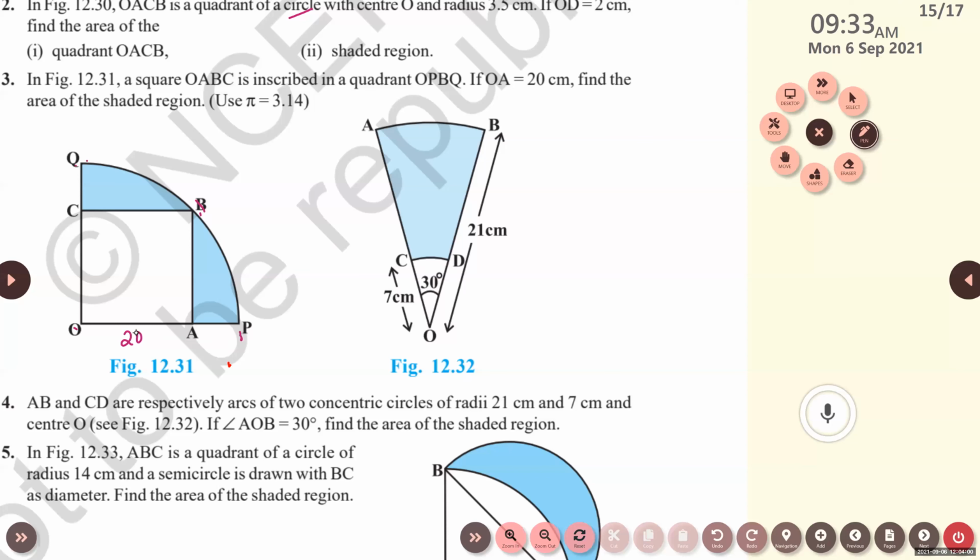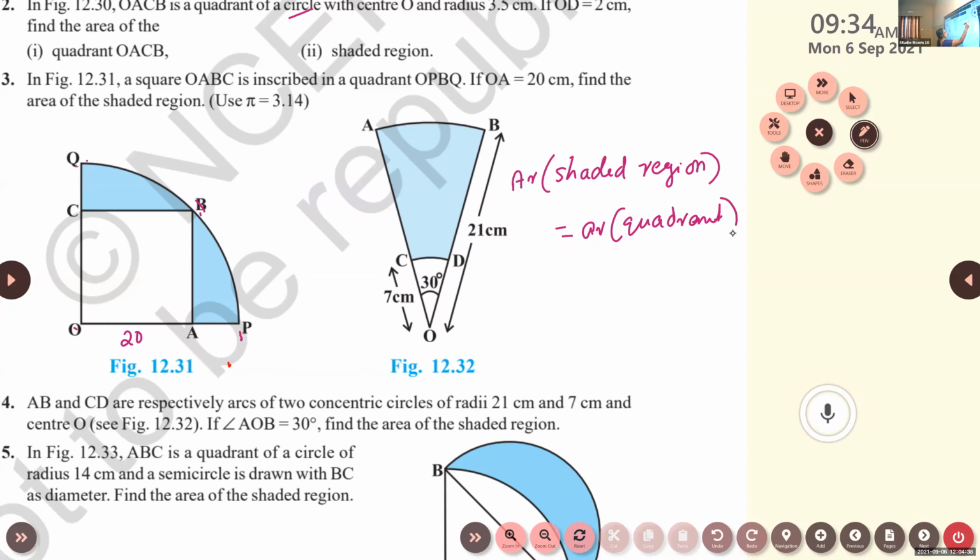Elsa, how can we find the area of the shaded region? Ma'am, area of quadrant minus area of the square. Okay, so write: area of the shaded region is equal to area of quadrant minus area of the square.